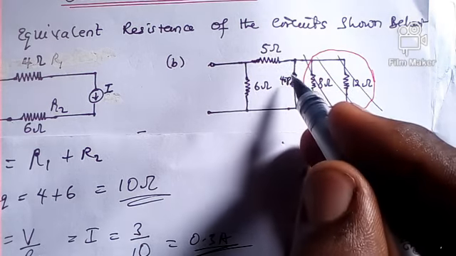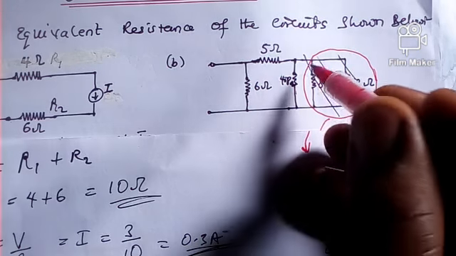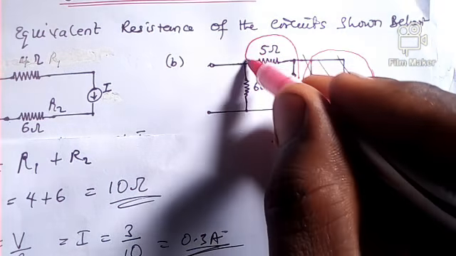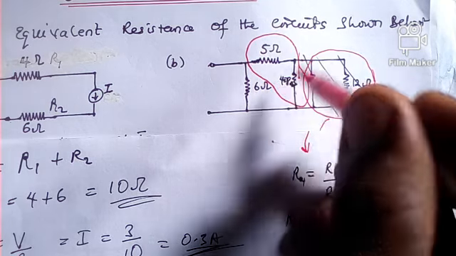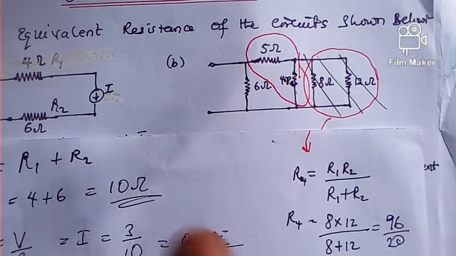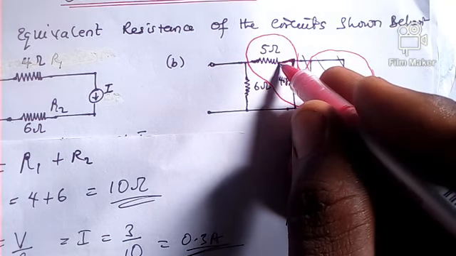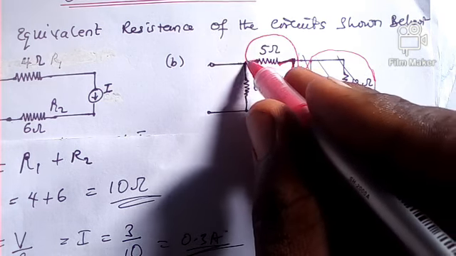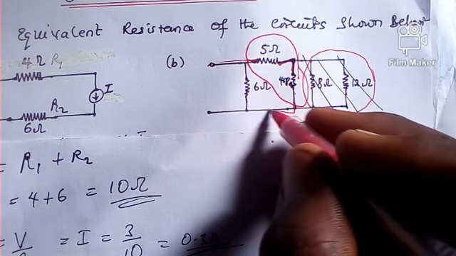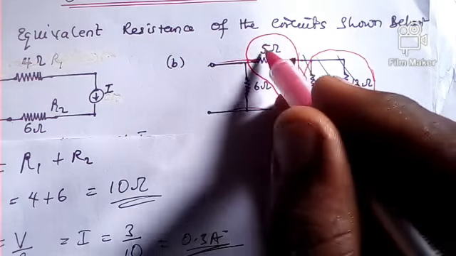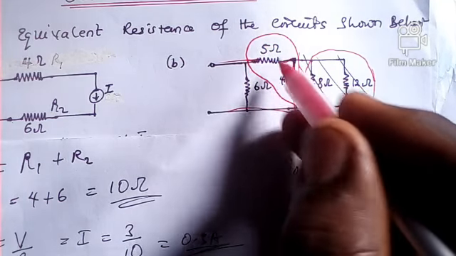So let's deal with these two first. We're going to take these two and find the equivalent resistance. Why? Because they are connected end to end. So the end of this one is connected to the end of this one, and we also have this one coming here. So we can see that these two are in series. So we can add them up.